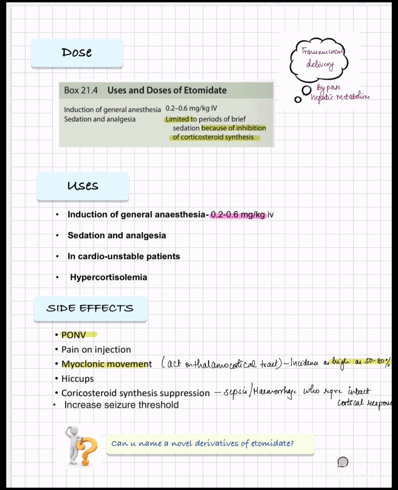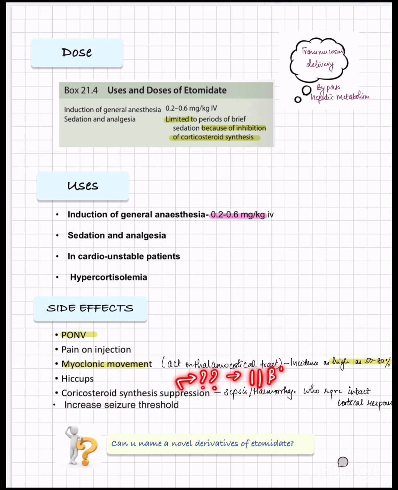Coming to side effects, this is the only IV agent which causes post-op nausea, vomiting, much more than others. Pain on injection because it has fat emulsion. Then myoclonic movement, very important. It acts on the thalamocortical tract, and incidence is as high as 50 to 80%. It can cause hiccups, and very important other part is corticosteroid synthesis suppression. Can you tell me the name of enzyme?